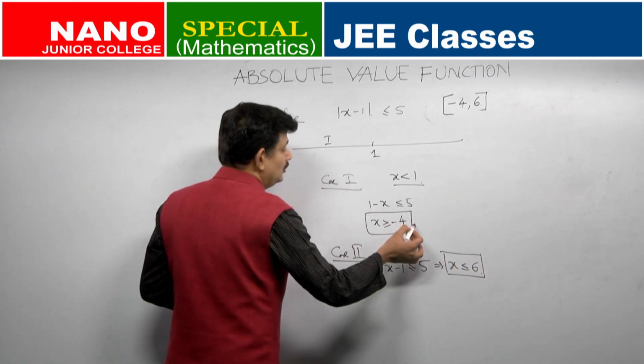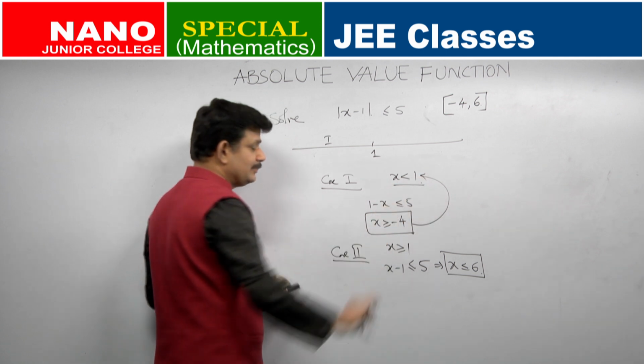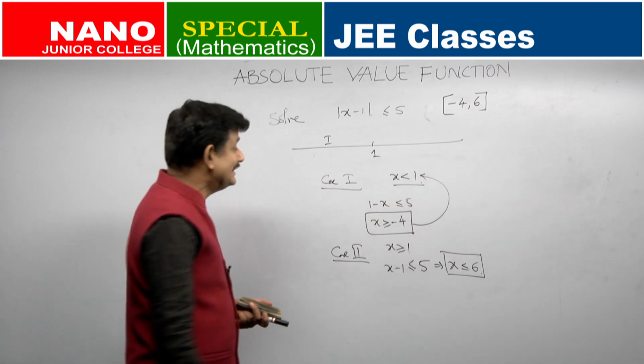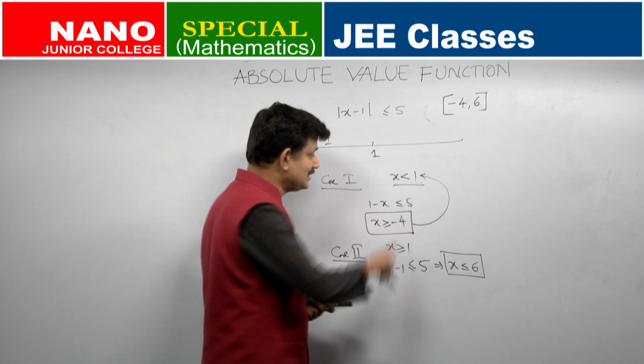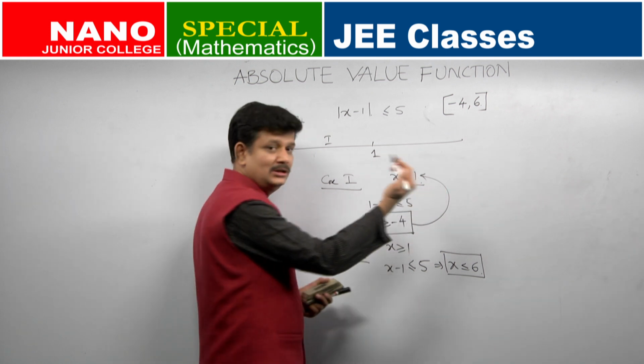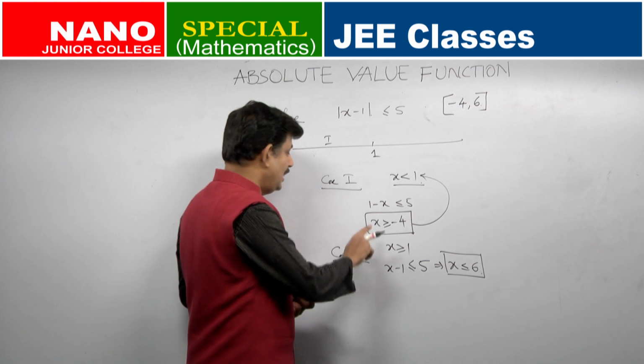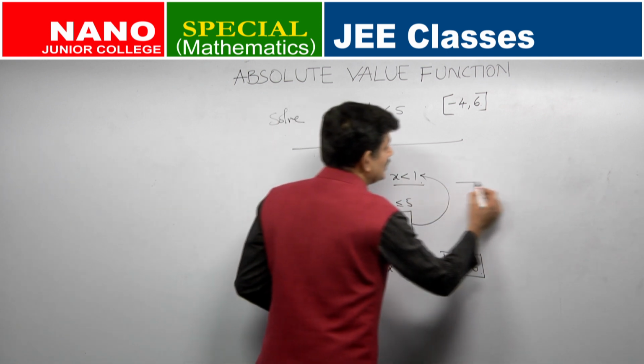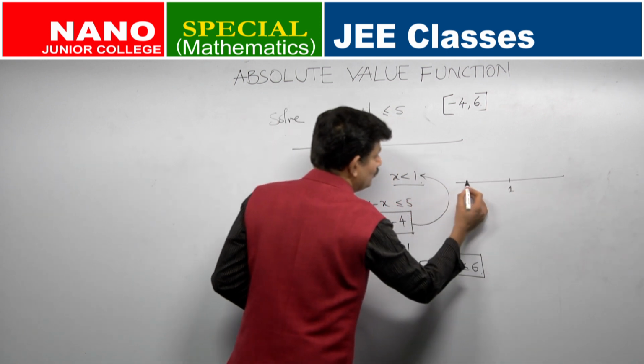Now, look at all the numbers which are part of our answer in the assumed case. What is this case? We are talking about numbers which are less than 1. We are only talking about numbers up to 1, and we want all the numbers which are greater than or equal to minus 4 and up to 1.